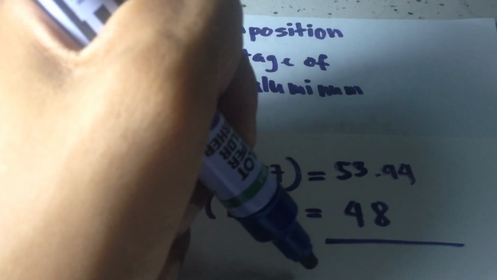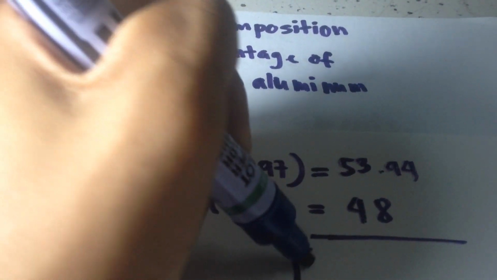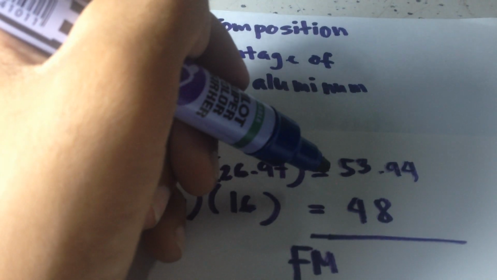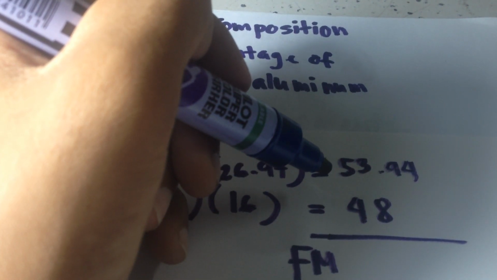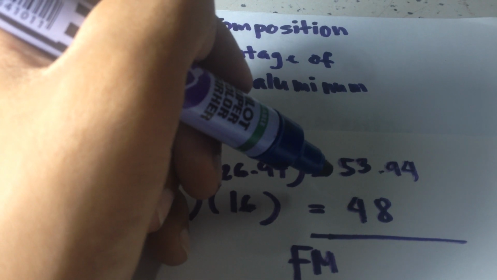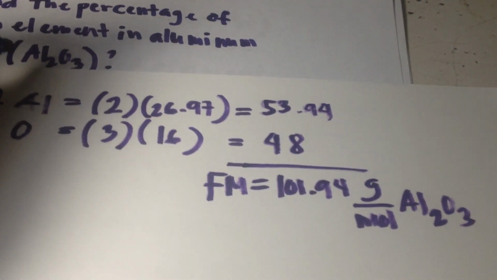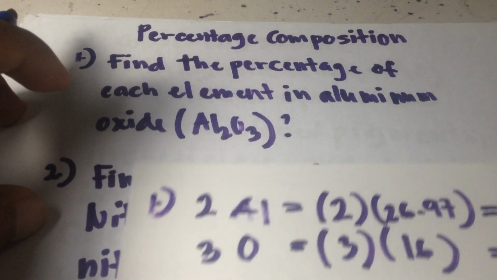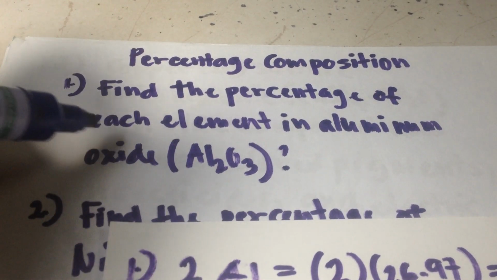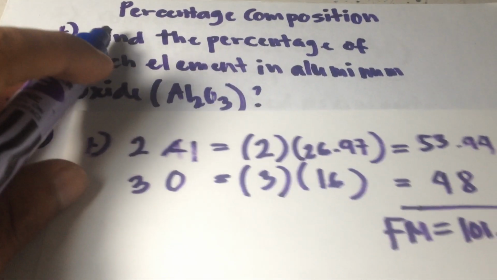So you need to sum all: 53.94 plus 48 is equal to 101.94 grams per mole of aluminum oxide. So that's it. But first, we need to calculate each percent by its element.